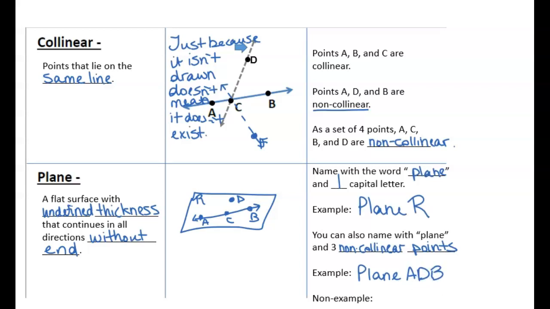A non-example of a plane would be plane A, B, C. And I'll let you think about that for a second. Why might that be a non-example? Remember that if you're naming planes with 3 points, they need to be non-collinear. And points A, B, and C are all collinear. And so I can't name this plane as plane ABC because A and B and C are all collinear points.